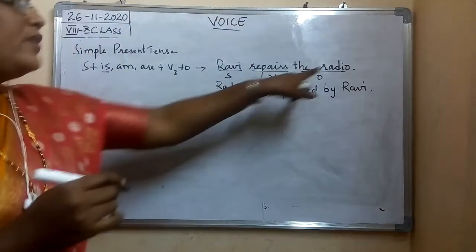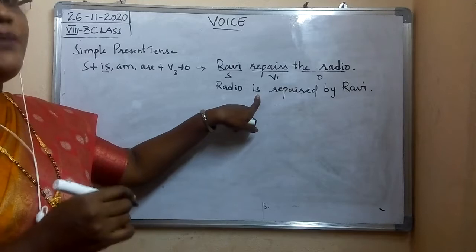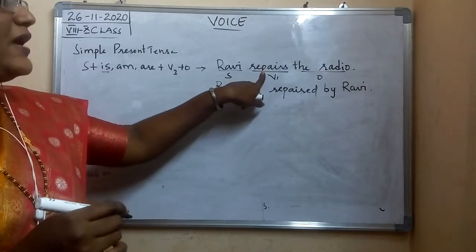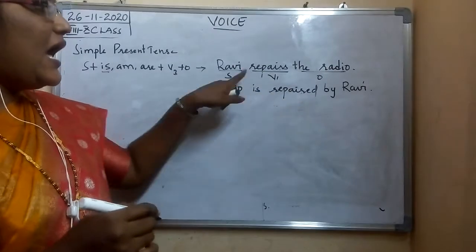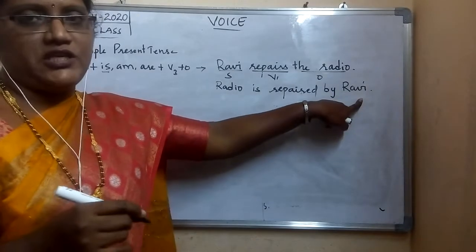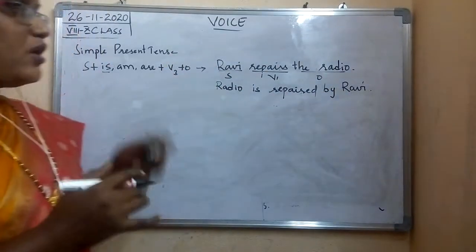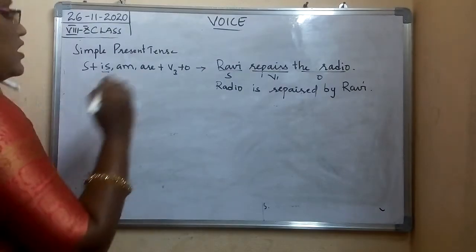So object comes first, and then what you have to use? Helping verb be form you have to use. Repair, V1 changes to V3, and by preposition you have to use. Subject becomes object here. Object becomes subject, subject becomes object. So this is simple present tense.